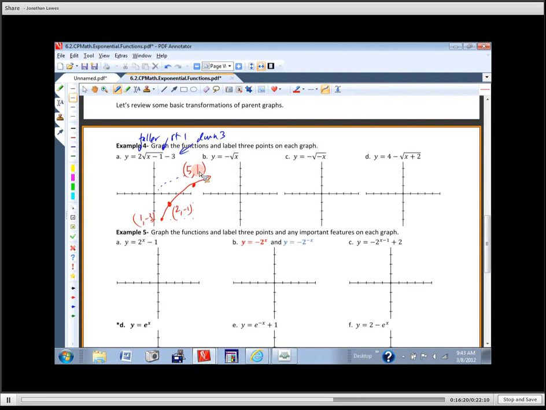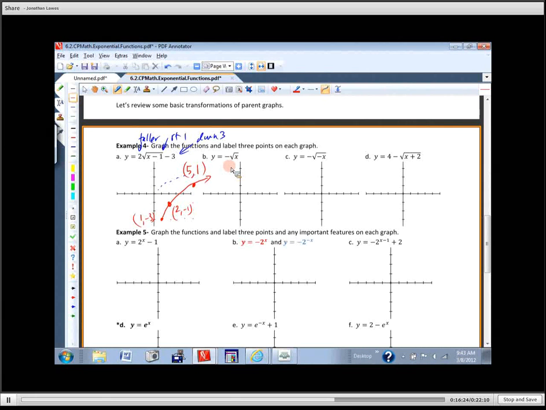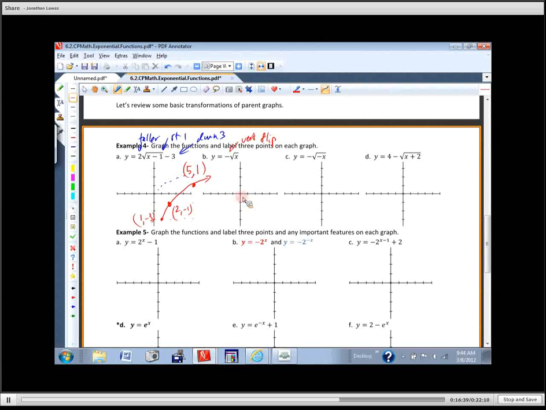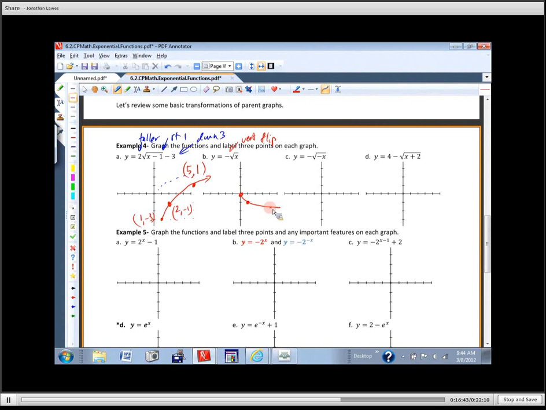Okay. What does this do? Okay. This is a vertical flip. That means it's reflected across the y-axis. So instead of being the top half of a sideways parabola, what do we have now? Bottom half of a sideways parabola. Okay? Could you label 3 key points on that?